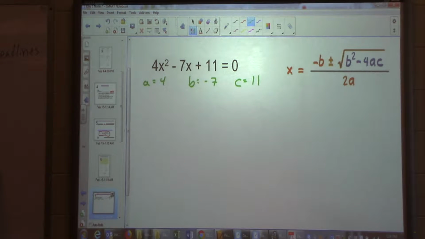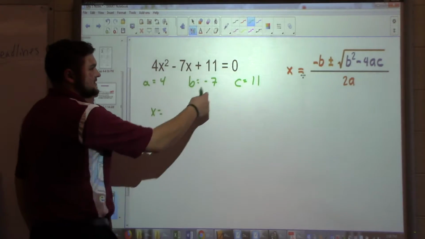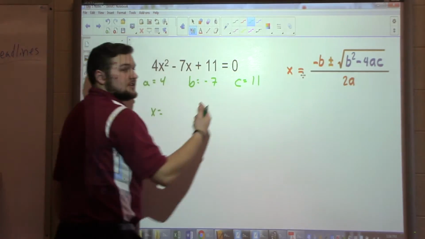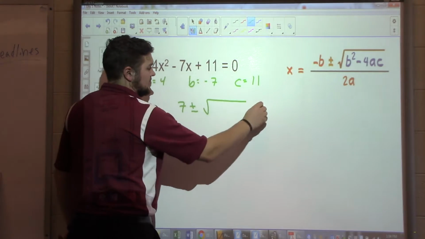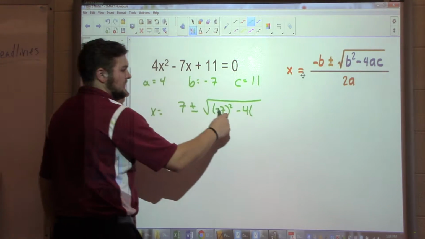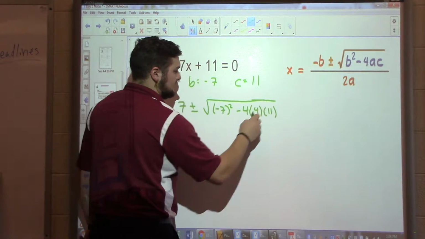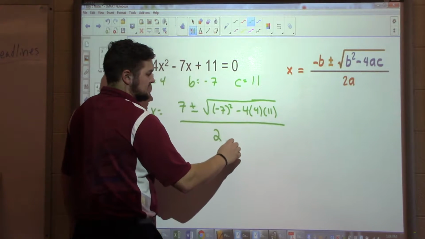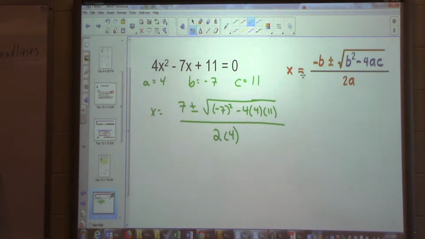Now what we're going to do is take those values and plug them into our quadratic formula. So I get x equals, what's the opposite of negative 7? 7 plus or minus the square root of negative 7 squared minus 4 times a, which is 4, times c, which is 11, all over 2 times 4. All I'm doing is figuring out what a, b, and c equal, and then plugging it in.